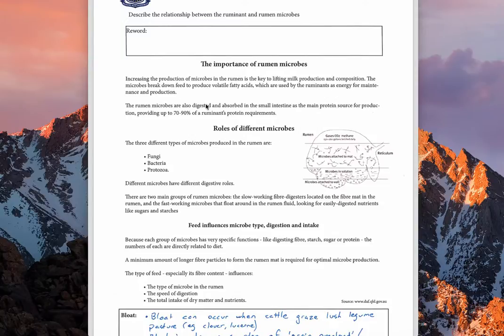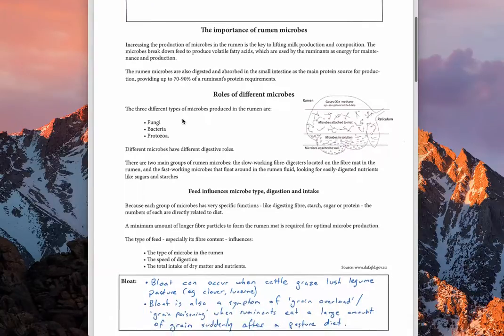So the rumen microbes themselves only live for a couple of days, and then they're digested and absorbed through the small intestine, and they are the main protein source for the animal. So they provide around 70 to 90% of the protein that a ruminant actually needs, and they're digested later on in the stomach, in the abomasum, but we'll look at that in a second.